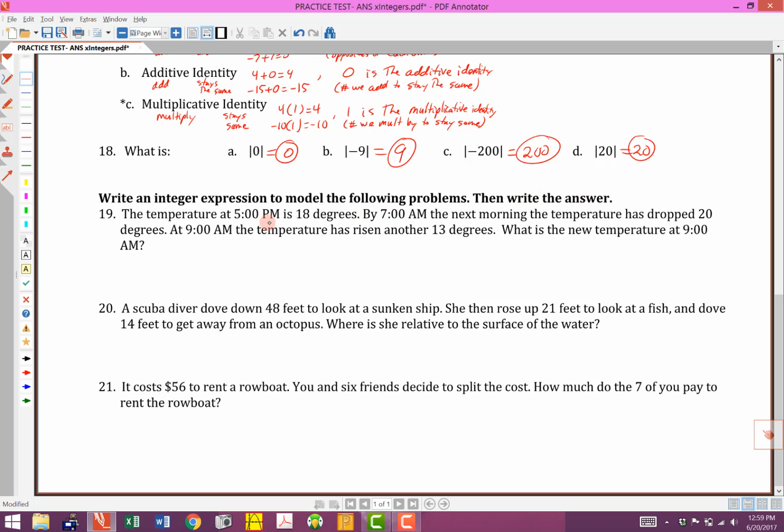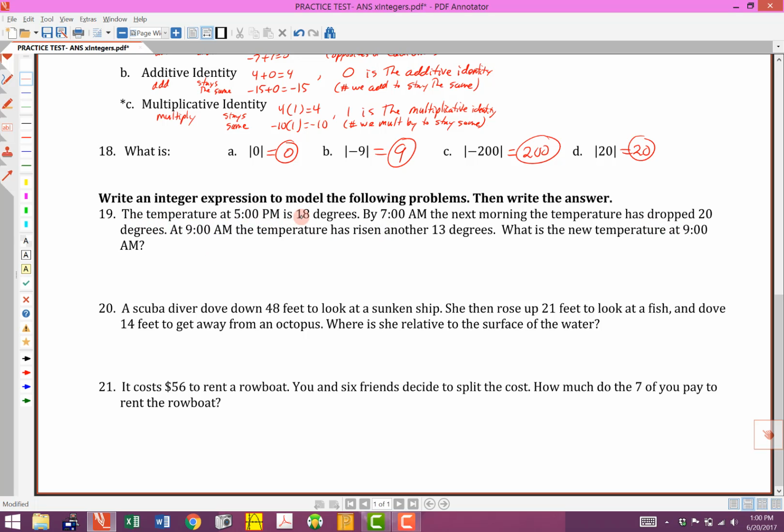So the temperature at 5 p.m. is 18 degrees. By 7 a.m. the next morning, the temperature has dropped 20 degrees. And then at 9 a.m., the temperature has risen another 13 degrees. What is the new temperature at 9 a.m.? All right, so we got a bunch of numbers and times floating around here. Let's kind of dissect this.